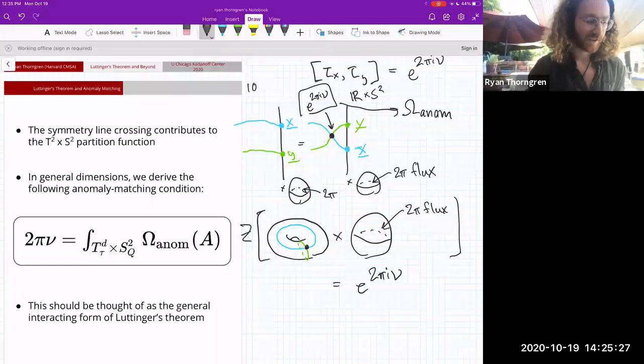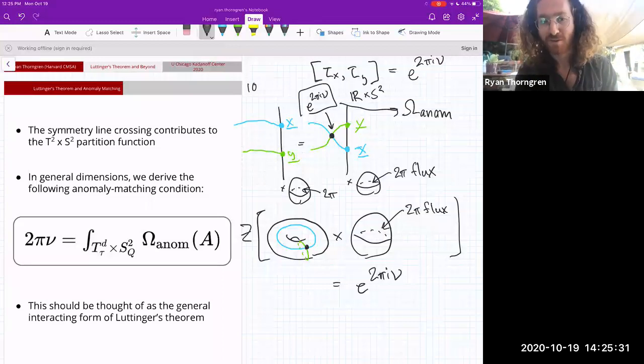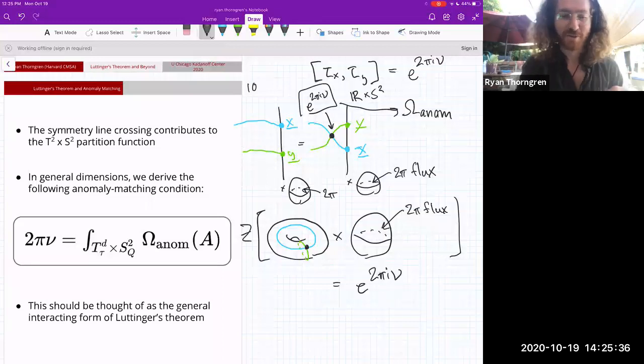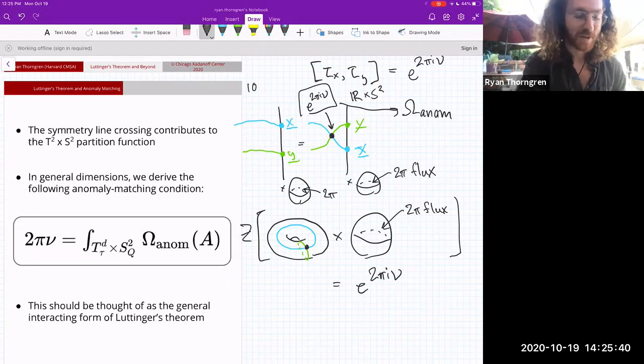But I agree, it's a little confusing. Well, let me show you how it works for the Fermi liquids, and at least you'll see that it gives you Luttinger's theorem. So you can hope that there's some truth to the statement.